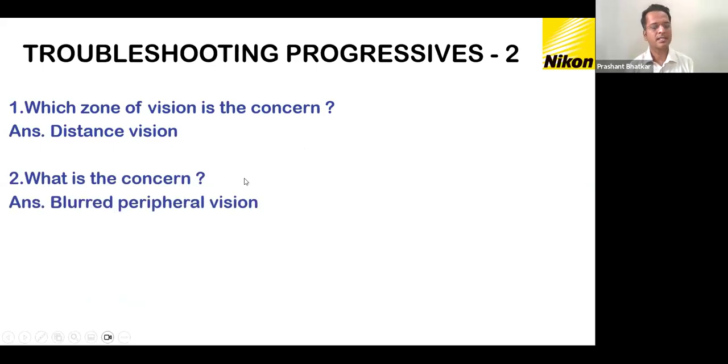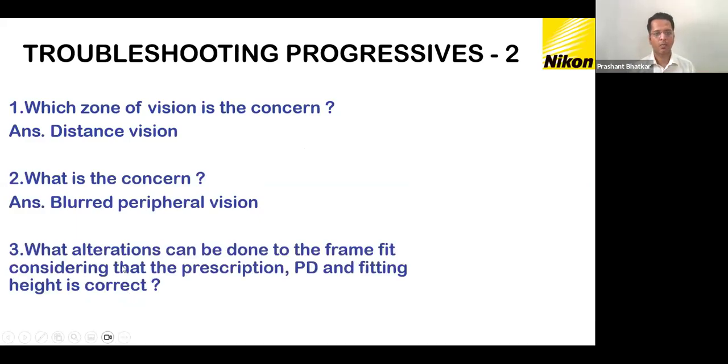And what is the concern? He says, there's a problem with the peripheral vision. I'm watching, but the moment I move my head, I feel something is not comfortable. Peripheral vision is not right. The earlier glasses were better. What alterations can be done to the frame fit, considering that the prescription, the PD, and the fitting height are correct? Okay, you have checked the prescription, it is fine. The PD is correct. The fitting height is also correct. What else can be done?